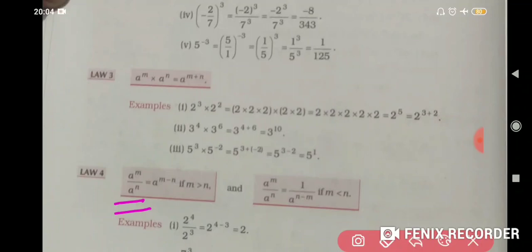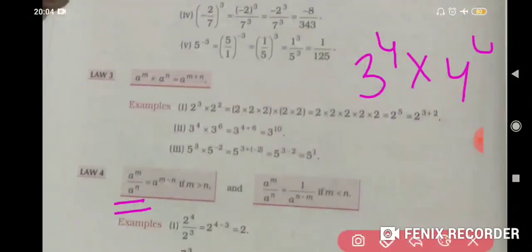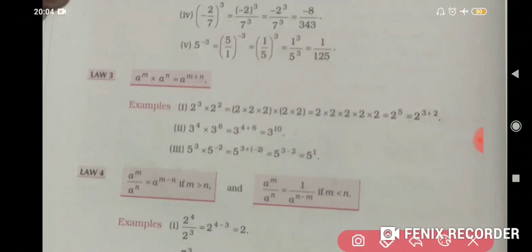Similarly, in the case of division, the power will subtract. But at the time when the base is the same, the base should be the same. It should not be like 3 to the power 4 is given and 4 to the power 4 is given. No, in this case you can't add them. Why? Because the base is different. It is having the base 3 and it is having the base 4. Okay, now these powers cannot be added when the base is different.